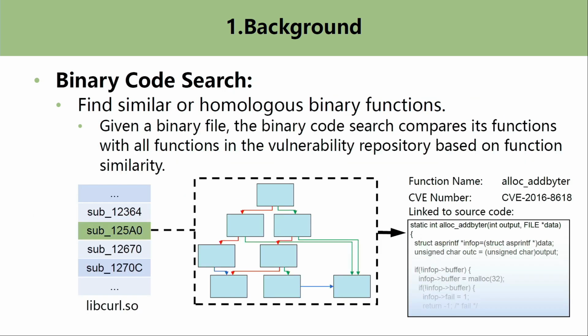Binary code search is applied to find a similar or homologous binary function in the repository. Here is a stripped binary. By binary code search, we can quickly identify its functions, mark the vulnerable functions, and link their source code.